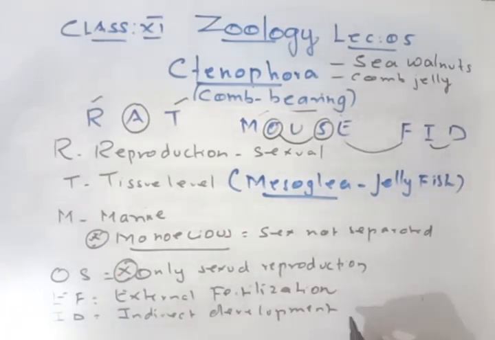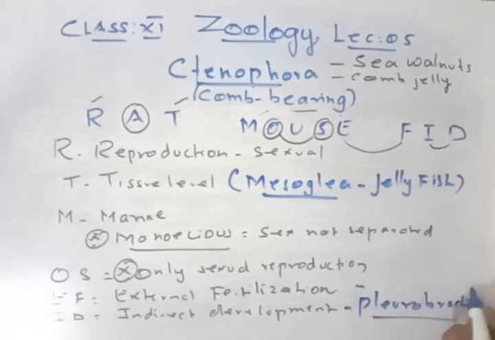It has a larval stage. This larva is called cydippid larva. An example is Pleurobrachia. Example, Pleurobrachia larva. So all these are important ones.